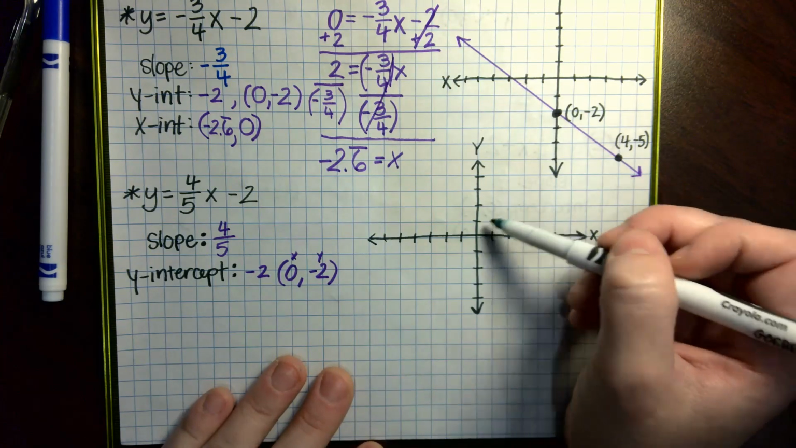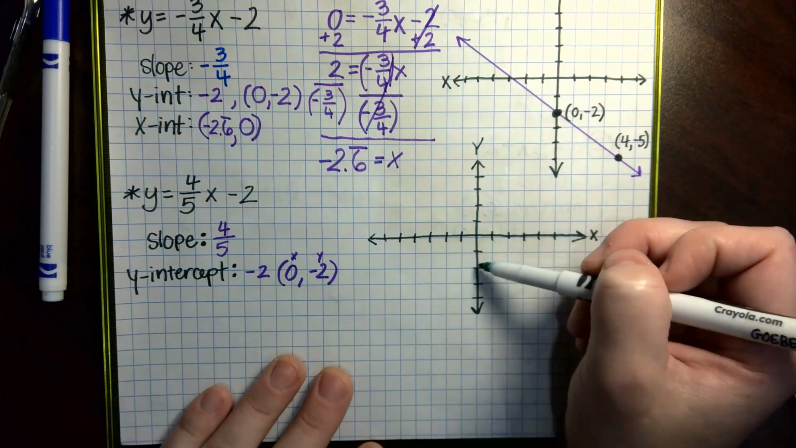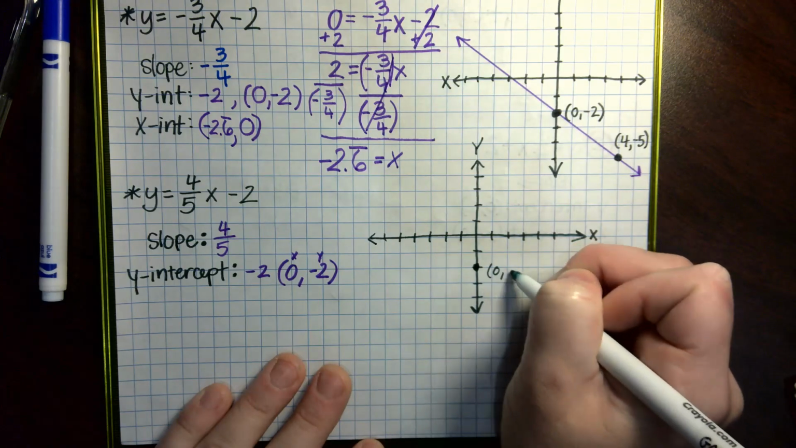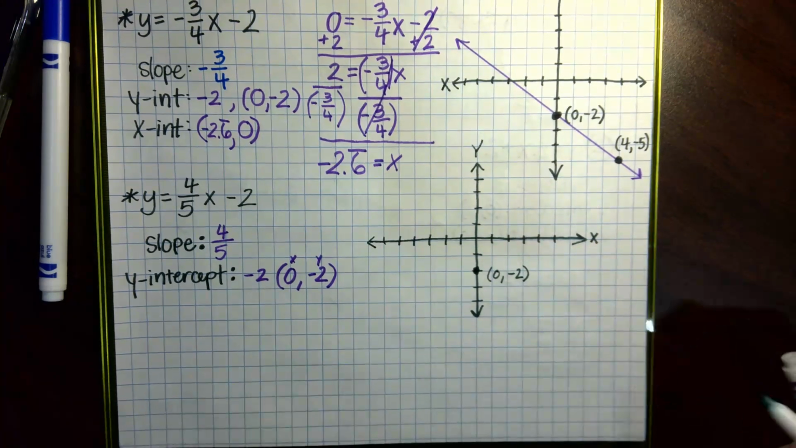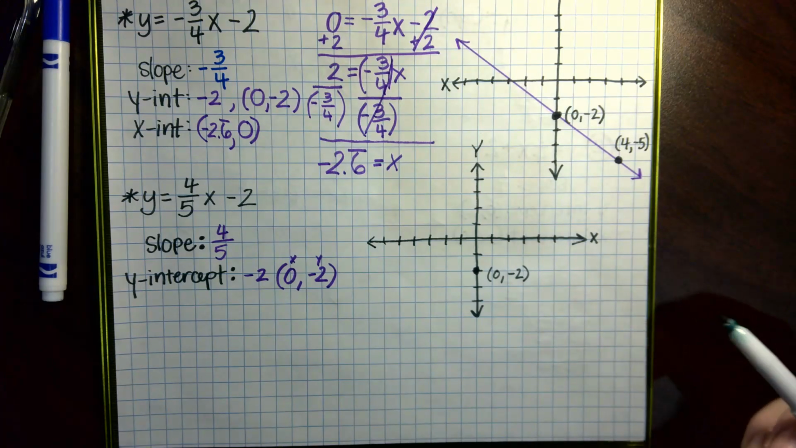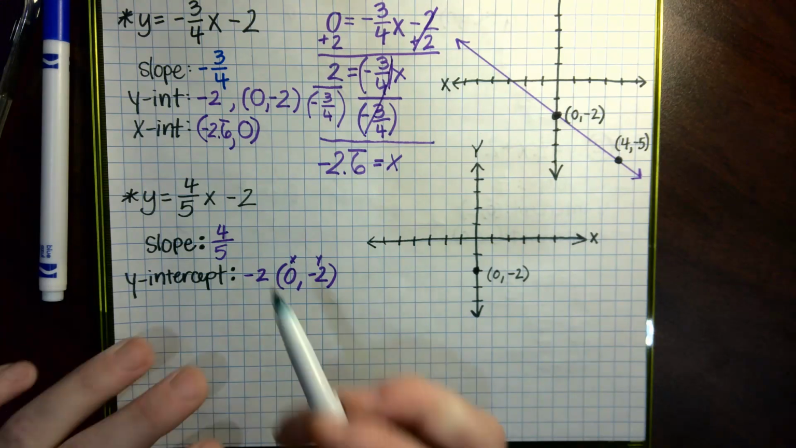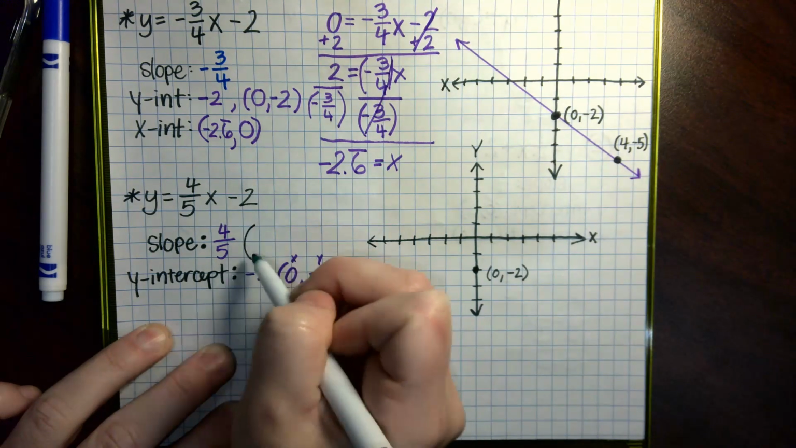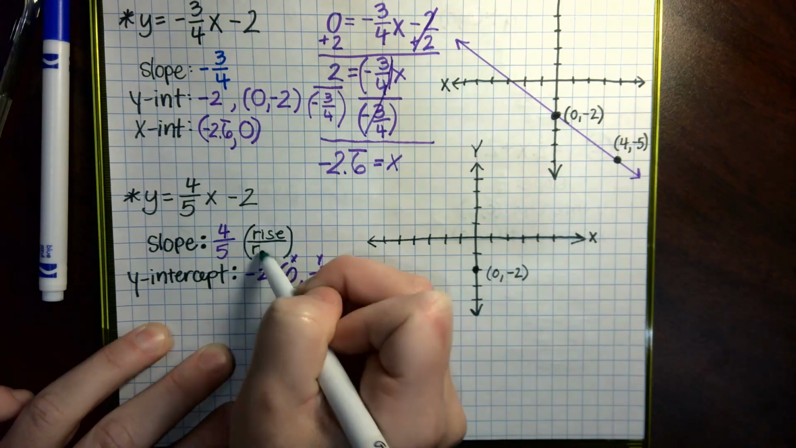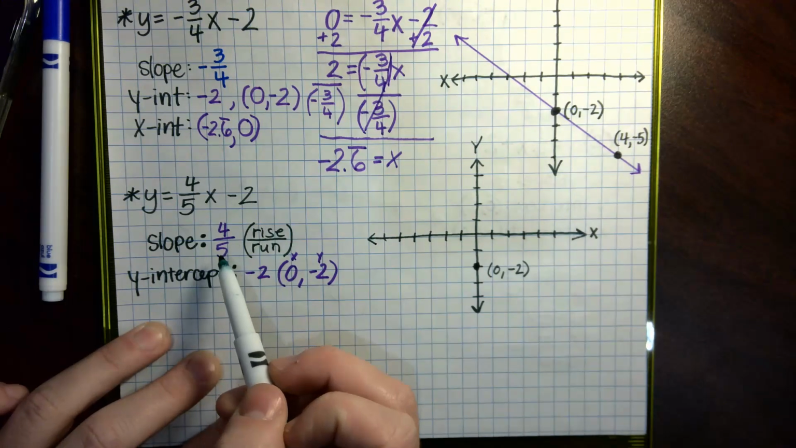So now let's look at our graph. We're going to go over 0 and go down 2. 1, 2. Okay, and we'll label that 0, negative 2. All right. Now we can look at slope. What does our slope tell us to do? Rise over run. And if you need to label that to help, go ahead. Rise over run. So that means our rise is 4, our run is 5.